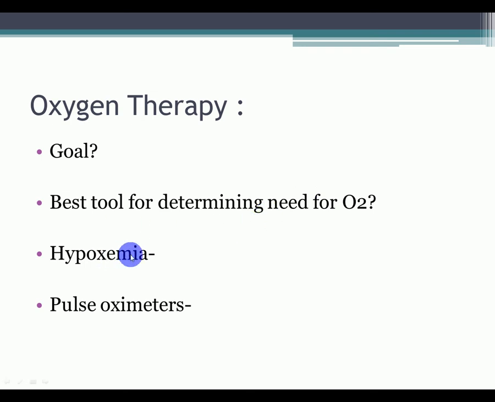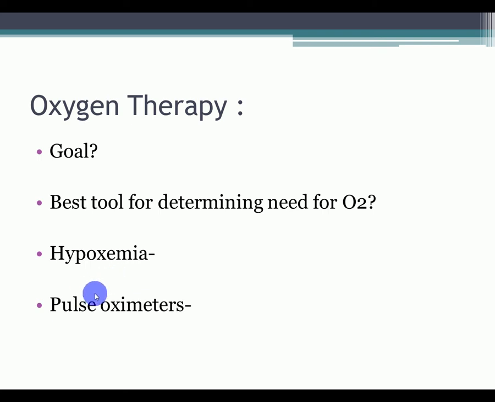Hypoxemia, of course, is defined when our arterial blood gases get low, our saturation drops below. Really, it just depends upon what's going on with the patient, because there are times that it's normal to have a lower than normal pulse ox, like your COPDers.